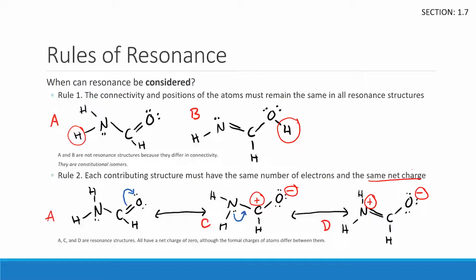Again, you can see via my curved arrows that electrons aren't going anywhere else. They're just moving between atoms in the molecule.